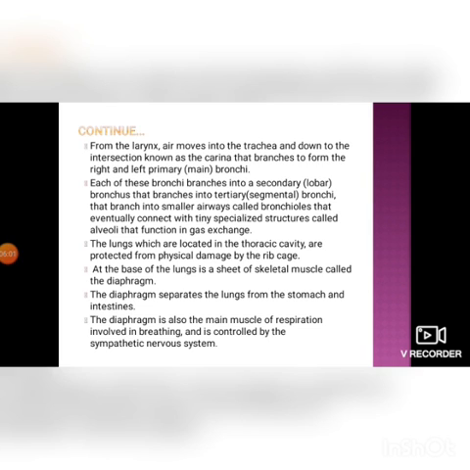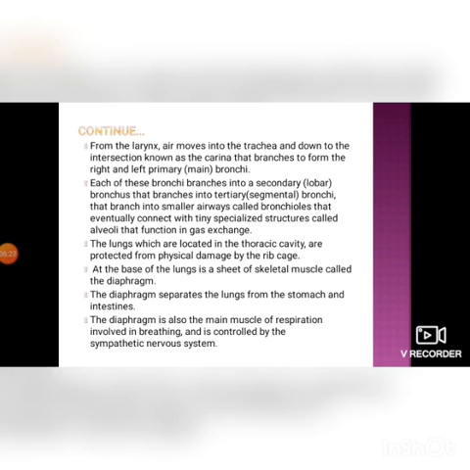At the base of the lungs is a sheet of skeletal muscle called the diaphragm. The diaphragm separates the lungs from the stomach and the intestine.